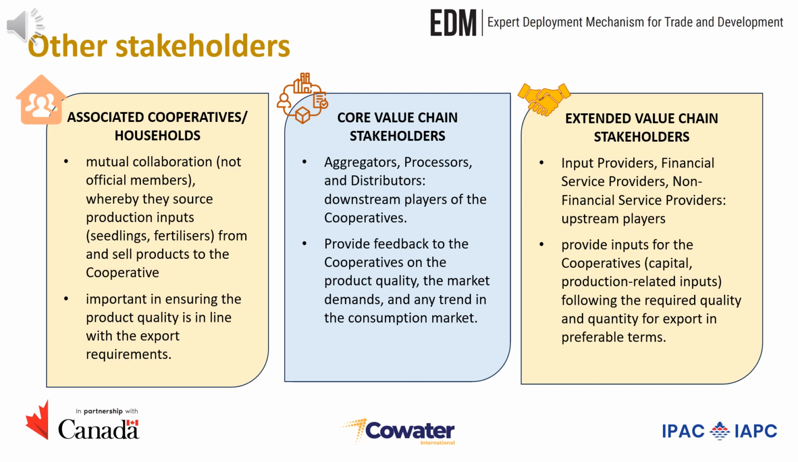The third subgroup is called the extended value chain stakeholders, which comprises input providers, financial service providers, and non-financial service providers. These are the upstream players and are important in inputs for the cooperatives, being either capital or production-related inputs. Specifically, financial service providers are key in addressing the challenges related to access to export financing mechanisms to ensure the viability of the cooperative's export strategy.